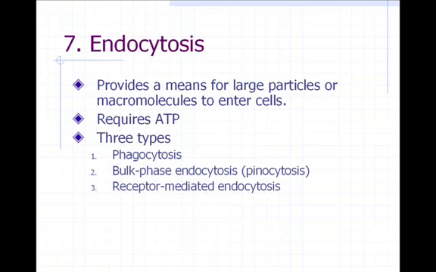Endocytosis, sort of the opposite. It provides a means for large particles or macromolecules to enter the cell. It's active transport, so it requires ATP. And there's three types we'll look at here in the next little bit. We'll look at phagocytosis, bulk phase endocytosis or pinocytosis, as well as receptor-mediated endocytosis.